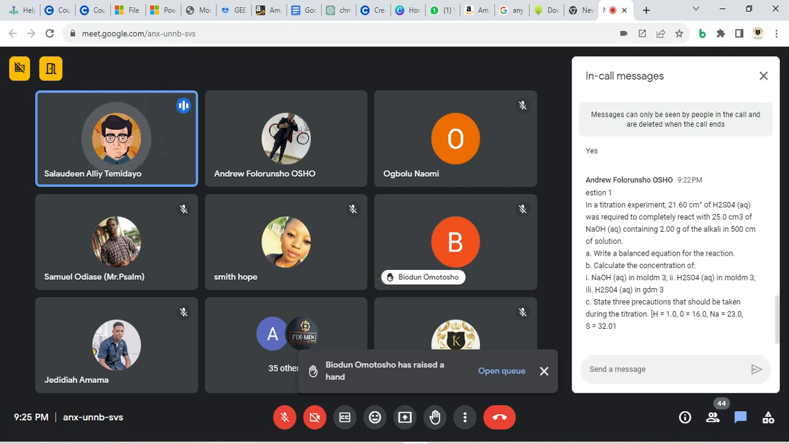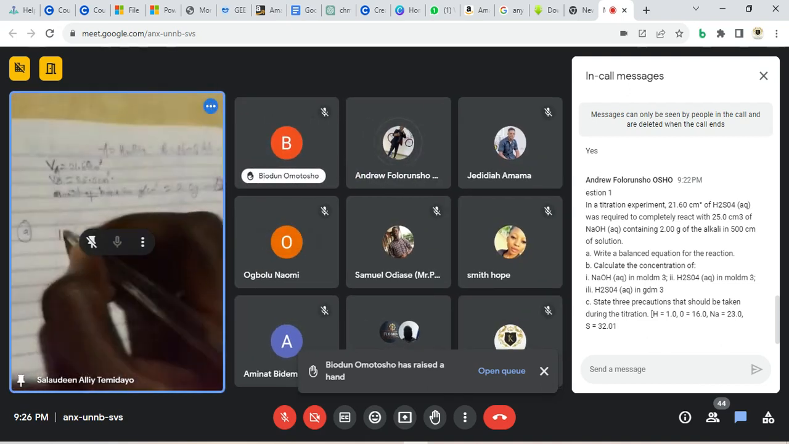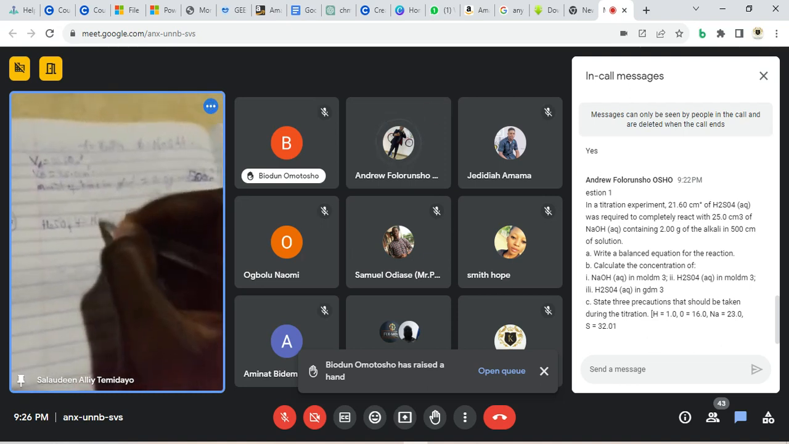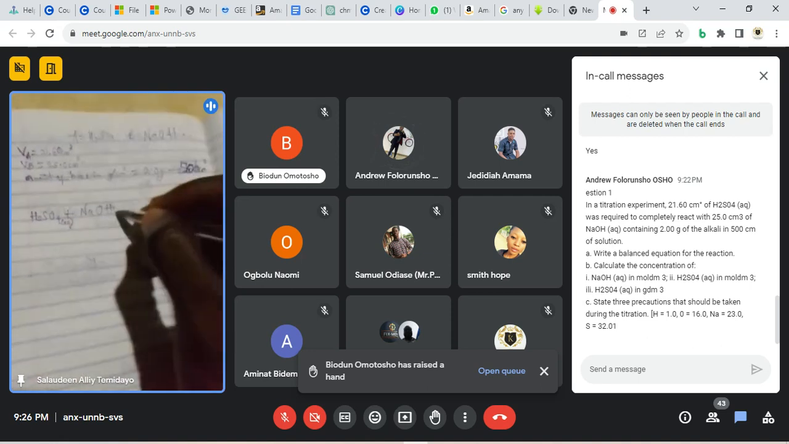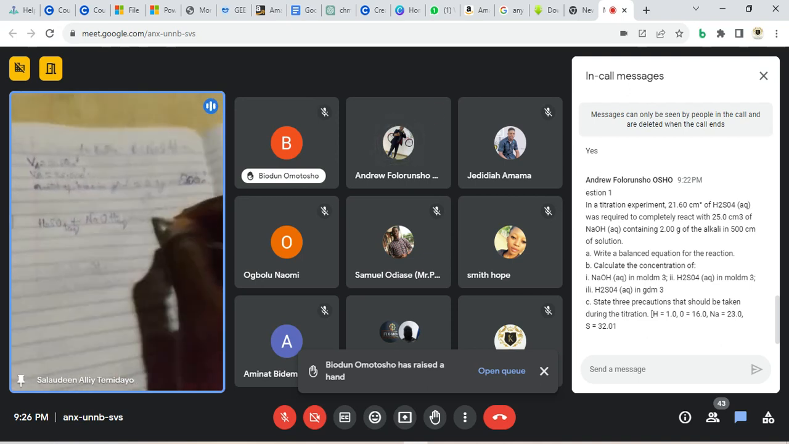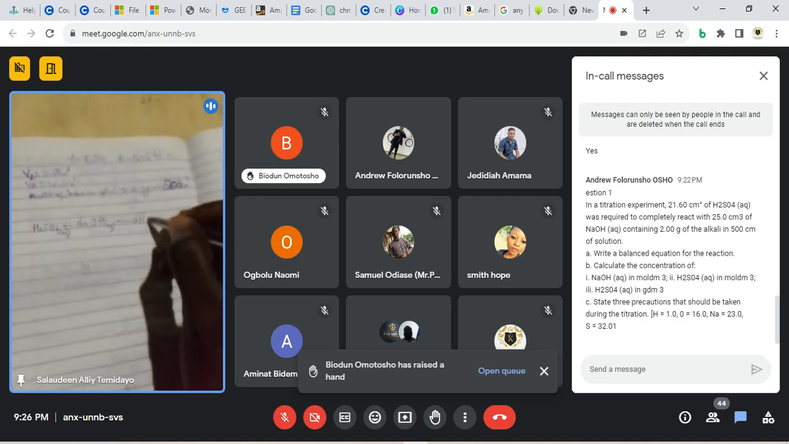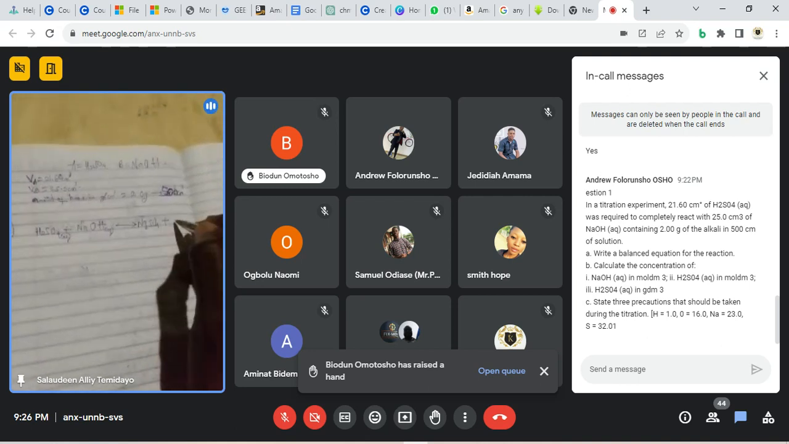Now the first question: write a balanced equation for the reaction. I repeat the question. In a titration experiment, 21.60 cm cube of tetraoxosulfate 6 acid was required to completely react with 25.0 cm cube of caustic soda. So H2SO4 reacted with NaOH. The state of matter for caustic soda is aqueous. This is a neutralization reaction. It will surely give salt and water. What is that salt? Na2SO4, sodium sulfate, plus H2O, water.